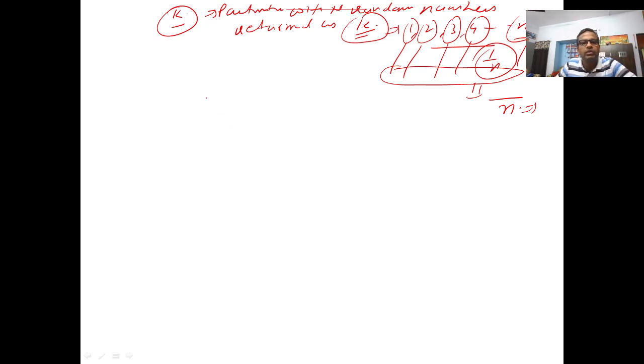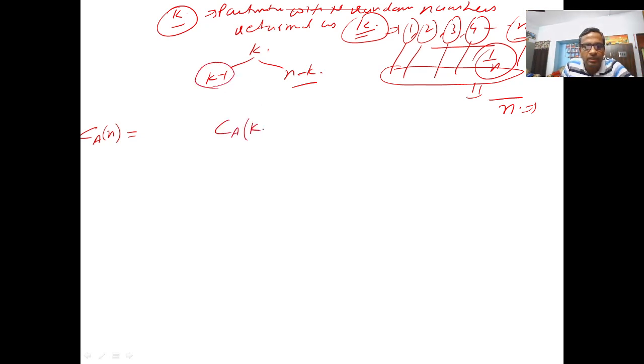So we know that two lists are going to be generated after the partition returned k. One list will be of size k minus 1, the other will be of size n minus k. Let us assume that C_a(n) denotes the average time taken for quicksort having n elements. It will be the sum of the average time taken for sorting this list plus the average time taken for sorting the other list.